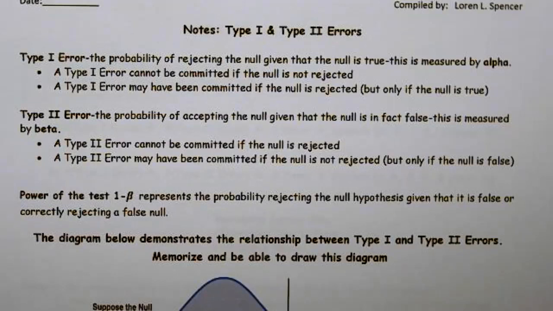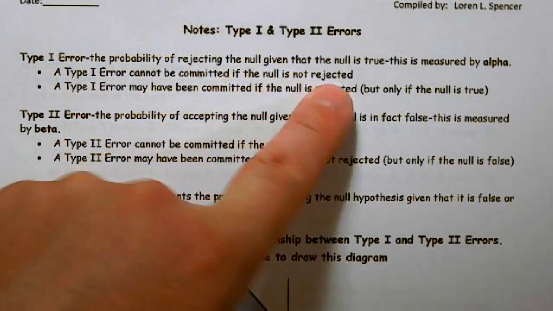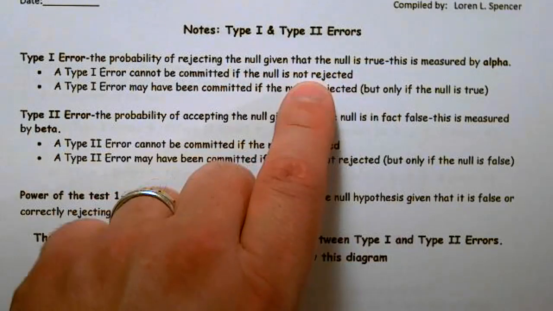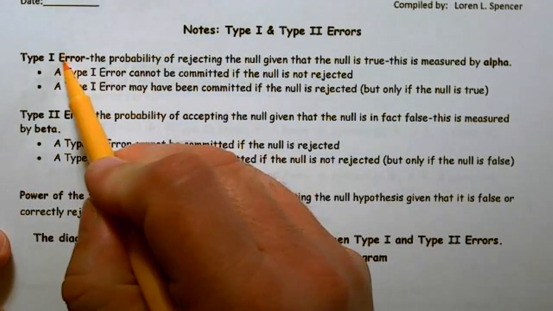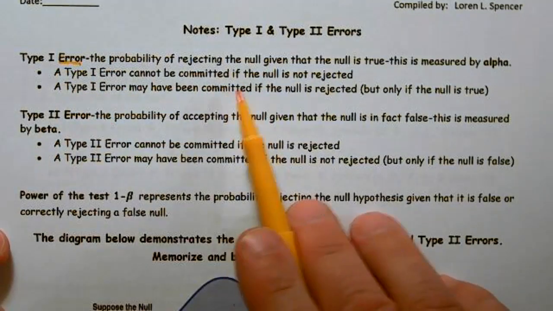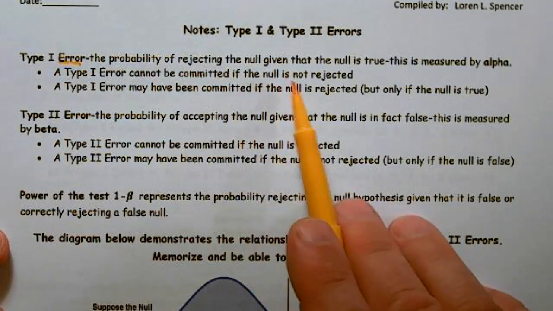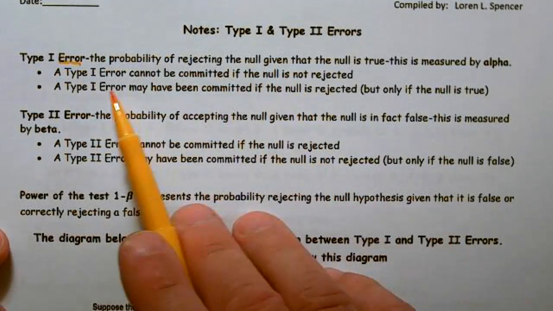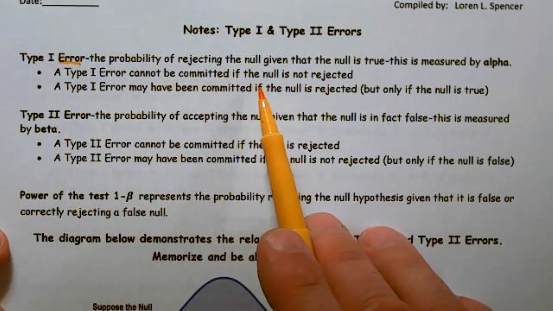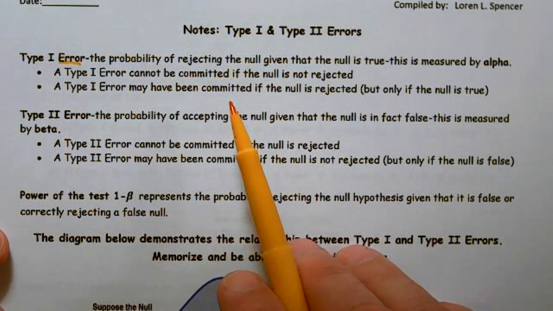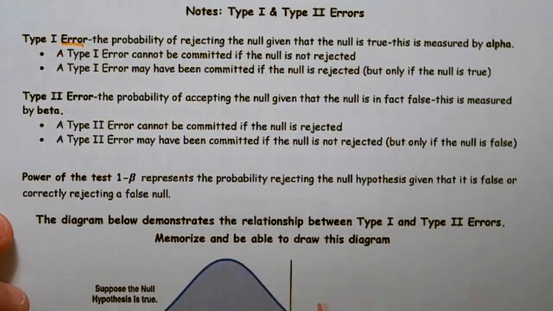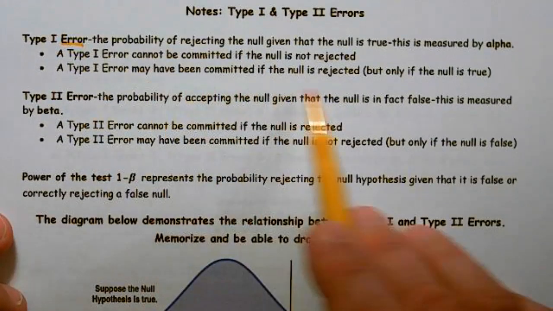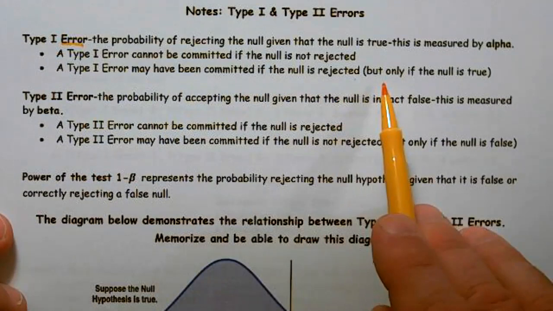So type 1 error, the probability of rejecting the null given the null was true. In other words, and by the way, it says error, so that means it was a mistake. Please remember, a type 1 error cannot be committed if the null is not rejected. In other words, the only way you can do it is if you reject. But just because you rejected doesn't mean it is an error. In other words, a type 1 error may have been committed if the null is rejected, but only if the null is true. If the null is false and you rejected, you did the right thing.